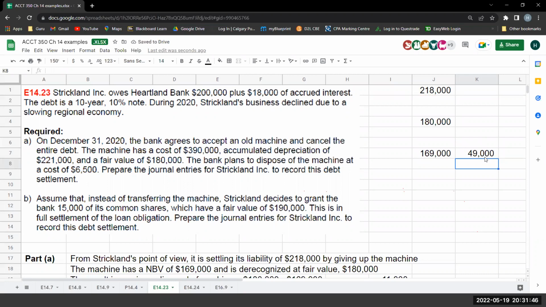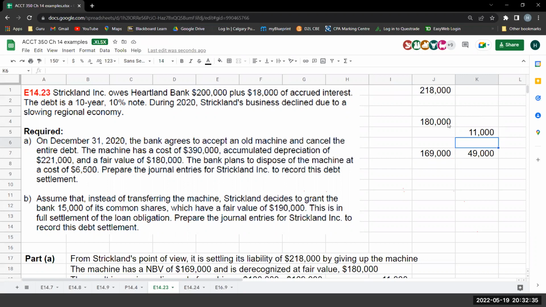Now, what is that $49,000 made up of? The machine's fair value is $180,000. The way the accounting standards go, Strickland is going to record a gain on disposal of the machine. The fact that Strickland is giving up the machine to Heartland Bank means Strickland is disposing of the machine. So from Strickland's perspective, the transaction is measured at the fair value of the machine being given up. That's $180,000. Book value is $169,000. So there's an $11,000 gain on disposing the machine, and that is from Strickland Inc.'s point of view.